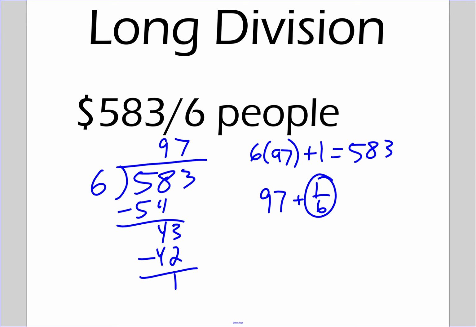And this one's going to be important. Whenever we divide and there is a remainder, we can always write that part that's left as a fraction: the remainder over the divisor.